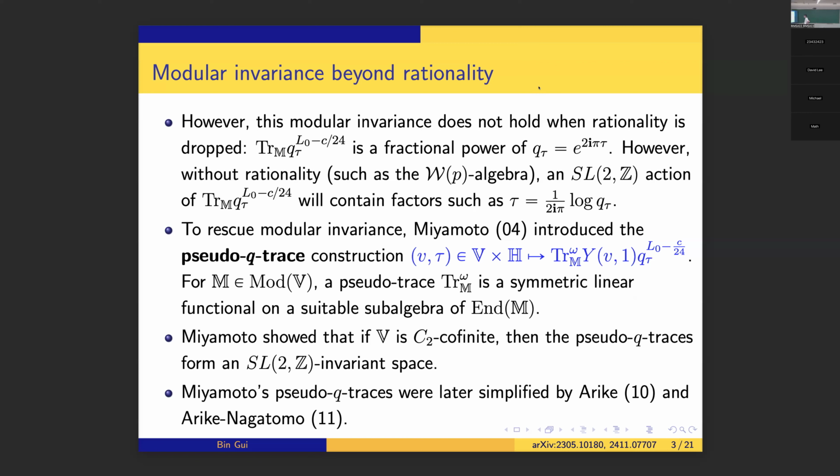So if you want to prove a type of modular invariance theorem, you have to generalize the q-characters. That is one of the main reasons that Miyamoto, in 2004, generalized the q-traces to the so-called pseudo-q-traces. He replaced the ordinary trace function by a more general type of symmetric linear functional called pseudo-trace. He used these pseudo-traces to construct this expression, and showed that they form a vector space which is modular invariant.